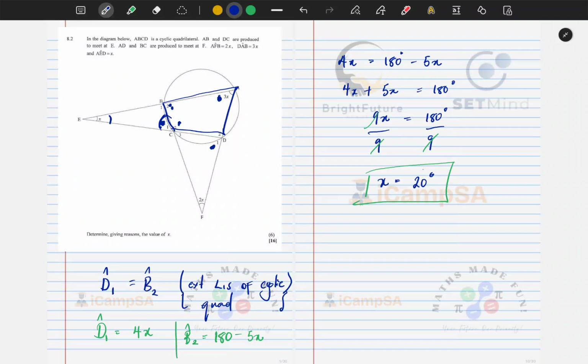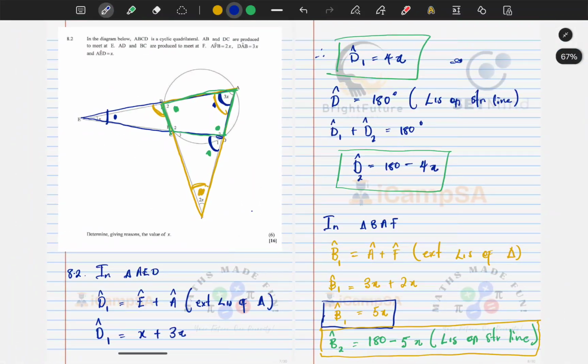But yes, you can try the other approach, but I just find this one very easy. It was 6 marks, fairly simple 6 marks. Right, perfect. Now let's look at another question.